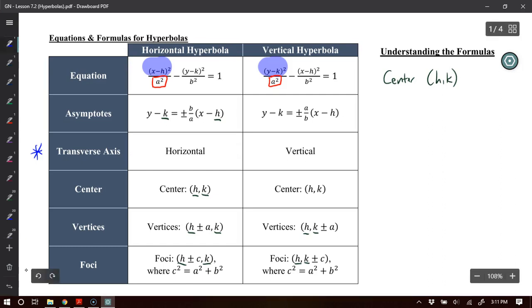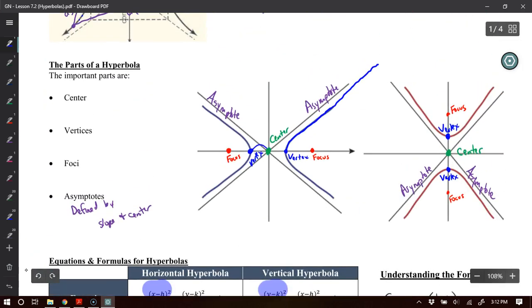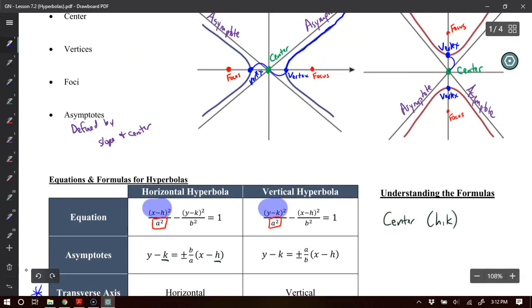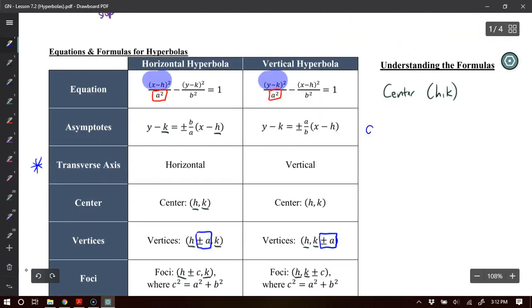Now, we'll come back to the asymptotes. If we go to the vertices, again, notice the vertices have this plus or minus a in it. And if it's horizontal, you're moving a units to the left and a units to the right to get the vertex. If it's vertical, you're adding and subtracting a to your k value. So you're going up and down a units. A is still defined as the same thing. It is defined as the distance from the center to the vertex.